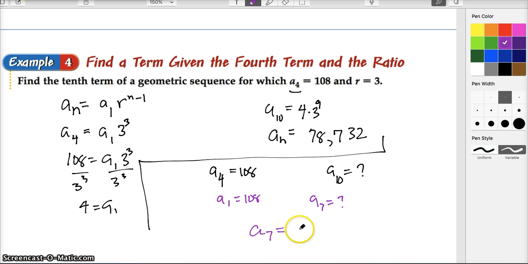A sub 7 would be equal to a sub 1, that's 108, times r, which is 3, to the n minus 1 power, and n minus 1 in this case would be 6 power. I'm going to go grab my calculator, and I'm getting exactly the same thing. 78,732 is what we get for a sub 7 in our system, which we know to be a sub 10 in the other system.